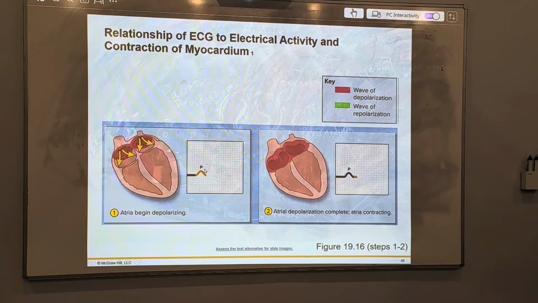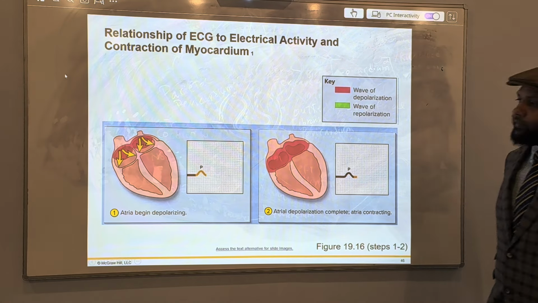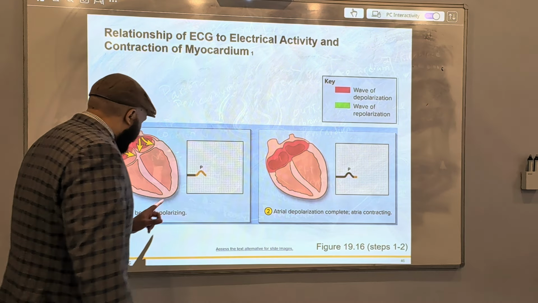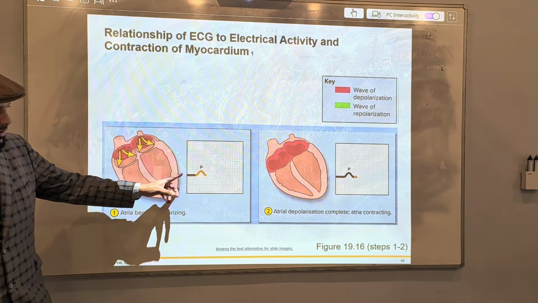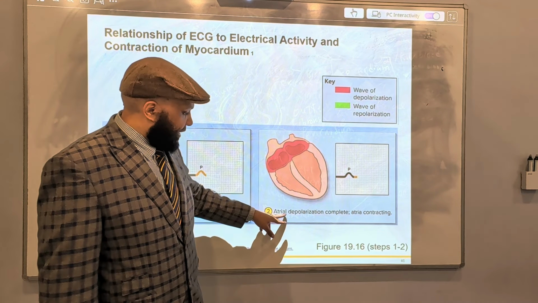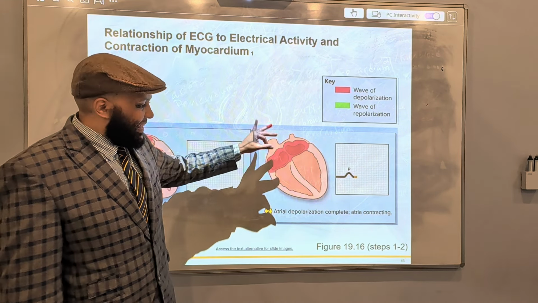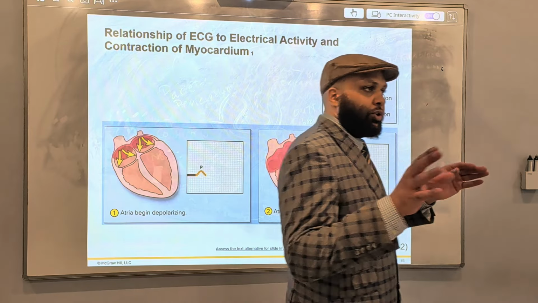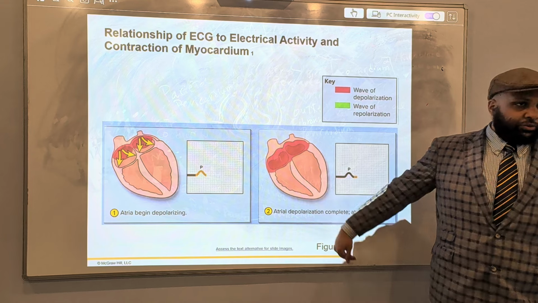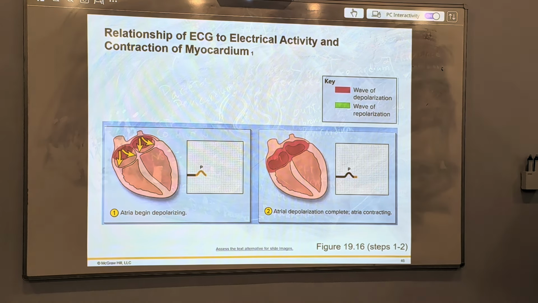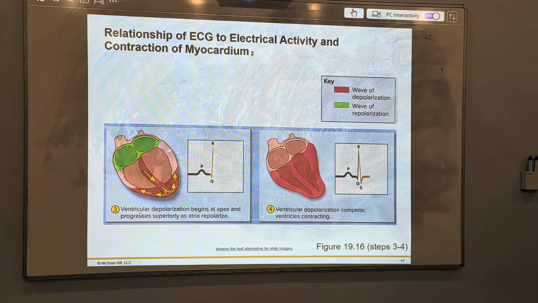So here we see the P waves. It's telling you that in the P wave, the atria begin to depolarize. After the depolarization of the atria, see the atrial depolarization is complete, then the atria begin to contract and eject the blood from the atrial chambers into the ventricles. Then ventricular depolarization begins at the apex, so the ventricles are kind of inverted.